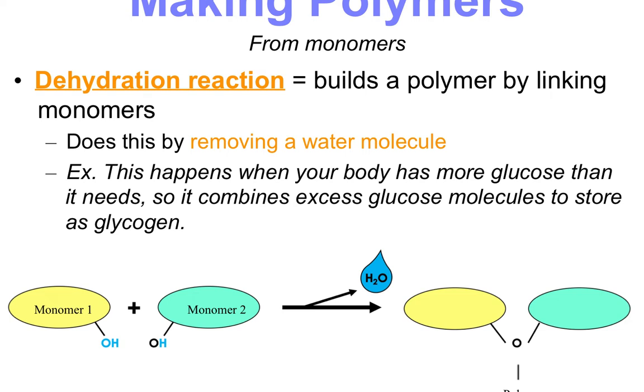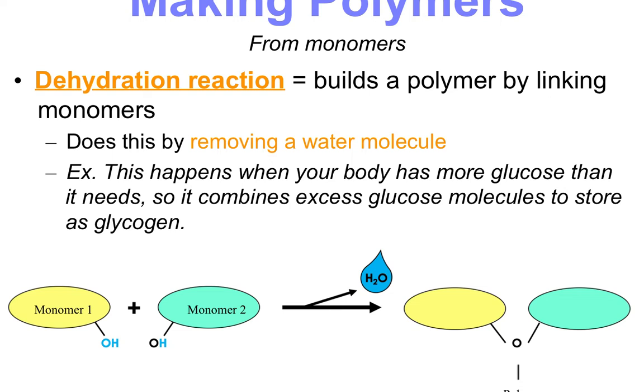So how do these molecules form? Well, polymers are made from monomers. Most of the time it's a dehydration reaction. It builds a polymer by linking together monomers. It does this by removing a water molecule, hence dehydration. An example of this is when your body has more glucose than it needs. So it combines excess glucose molecules into what we call stored glycogen.